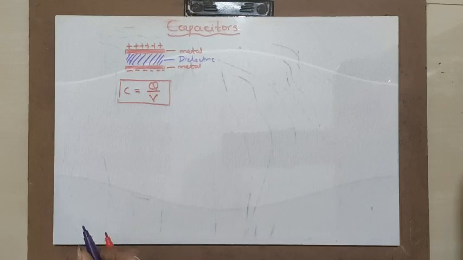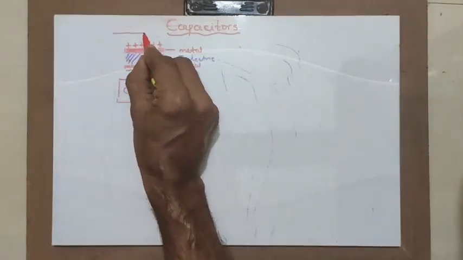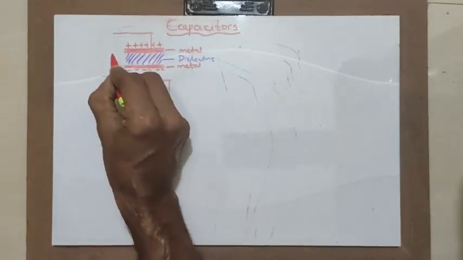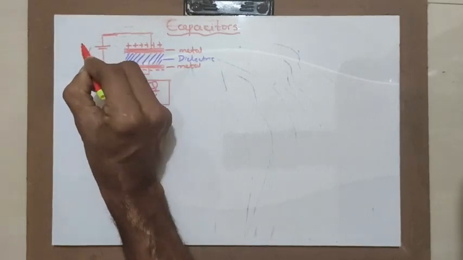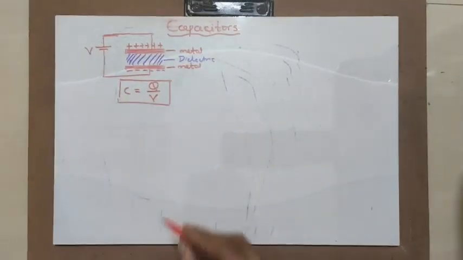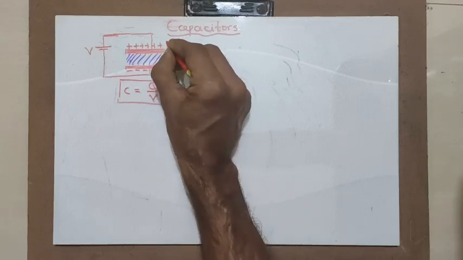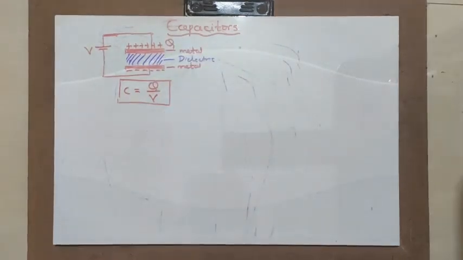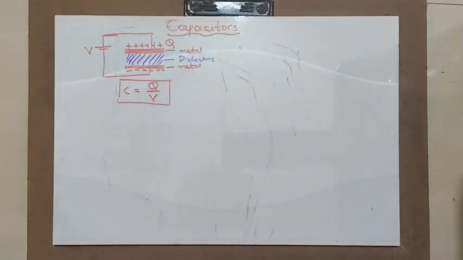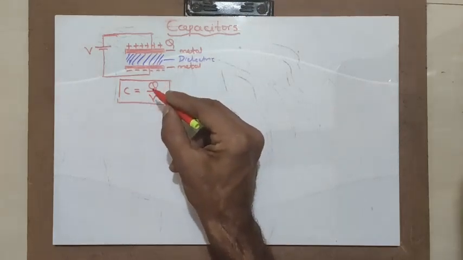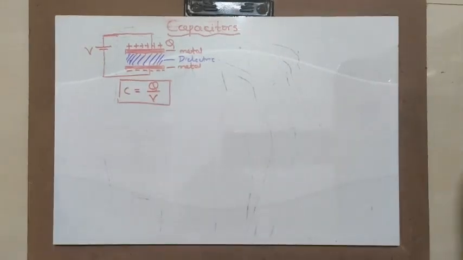How are we storing the charges? By applying some potential. That means you are just connecting a voltage here. When you are connecting a voltage, the charges are stored here. This total charge, equal and opposite charge, whatever is stored, is called Q. Hence, the capacitance of this structure is defined as charge per voltage. Please remember that capacitance is given by charge per voltage.